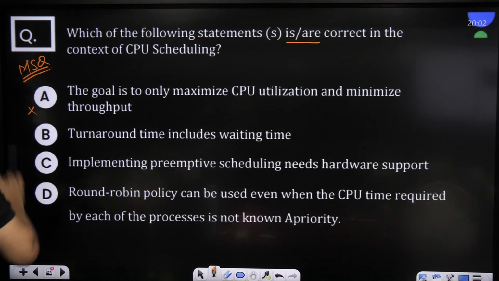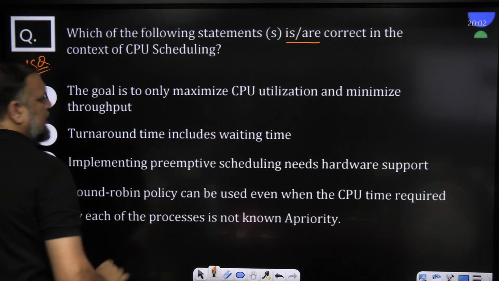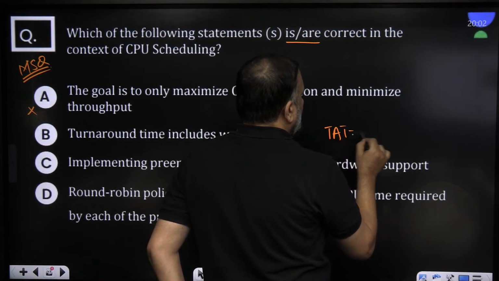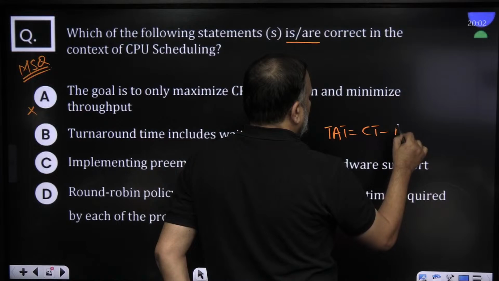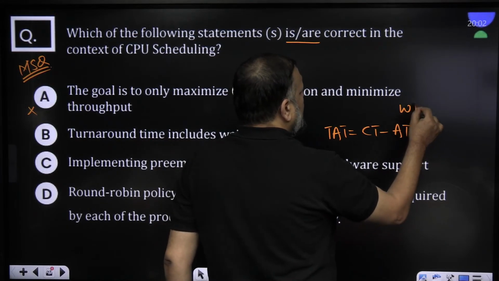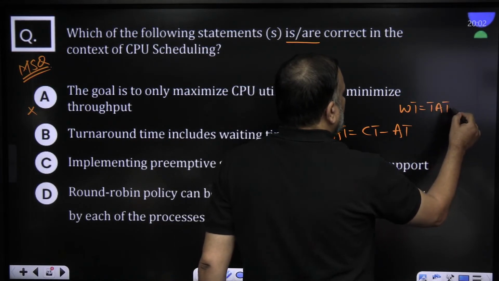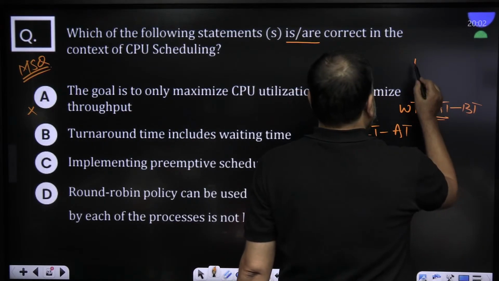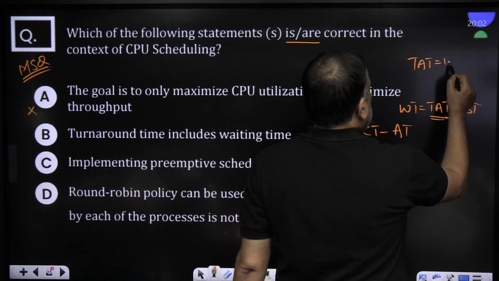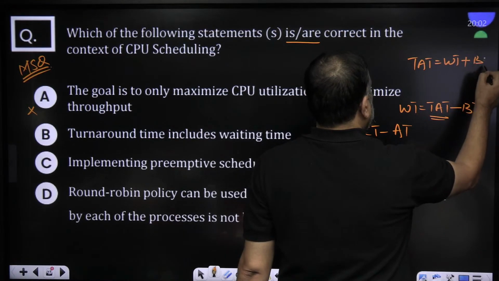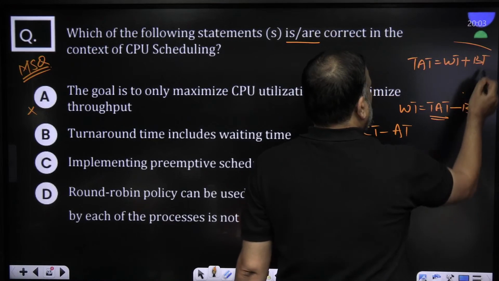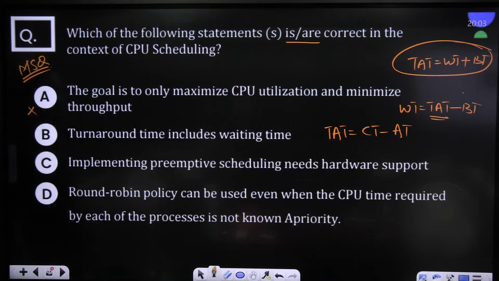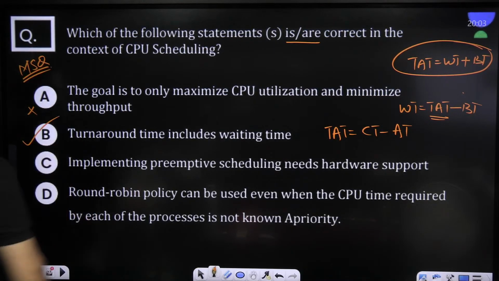ये wrong है. Turnaround times include waiting time. Yes. What is the formula for turnaround time? Turnaround time is equal to completion time minus arrival time. Waiting time का formula क्या है? Turnaround time minus burst time निकालोगे तो turnaround time is equal to waiting time plus burst time. Another formula. So turnaround time includes waiting time. Definitely it includes. So this is correct.